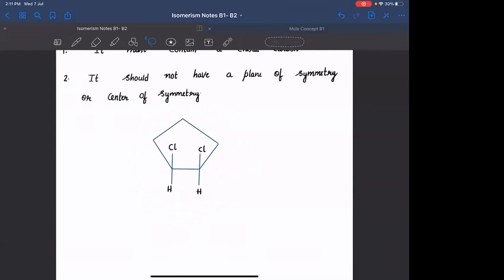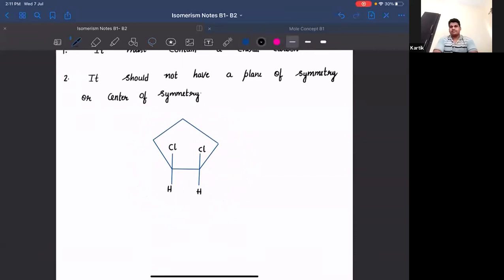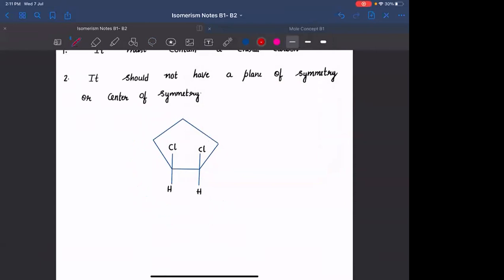Yes, sir. How many? You have two chiral carbon. This carbon is chiral because it is having two groups which are not attached to the same carbon. Sorry, which are not part of the ring. Here also you are having two different groups which are not part of the ring.